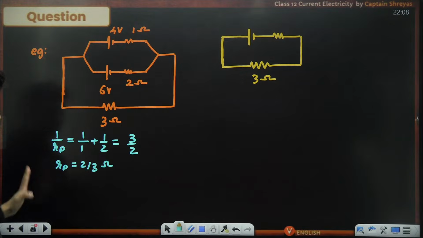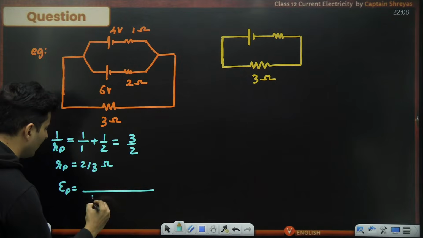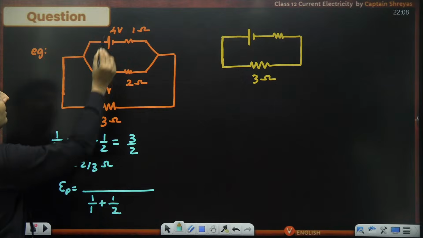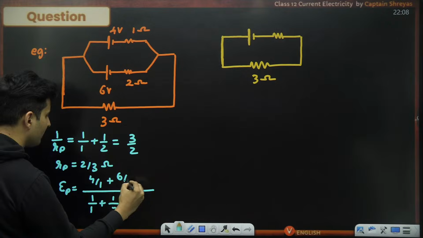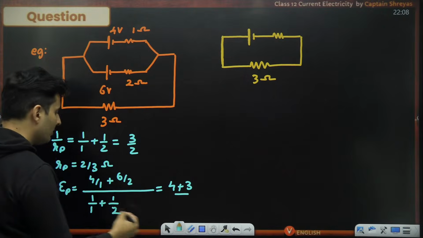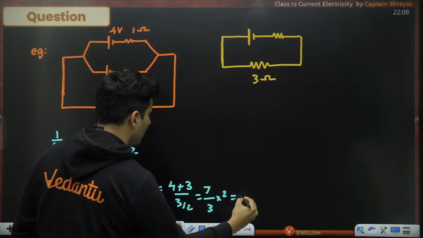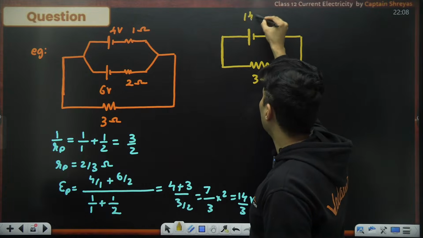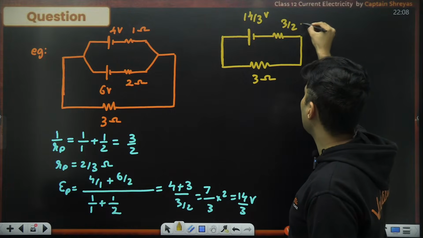Perfect. What about EP? It is 1 by R1 plus 1 by R2, that means 1 by 1 plus 1 by 2. Here, E1 by R1, 4 by 1, plus E2 by R2, that means 6 by 2. Okay, 4 by 1 is 4, 6 by 2 is 3, 1 plus 1 by 2 is 3 by 2, 4 plus 3 is 7, 7 by 3 and 2 goes on the top. So 14 by 3 volts. So the equivalent EMF is 14 by 3 volts and equivalent internal resistance is 2 by 3 ohms.